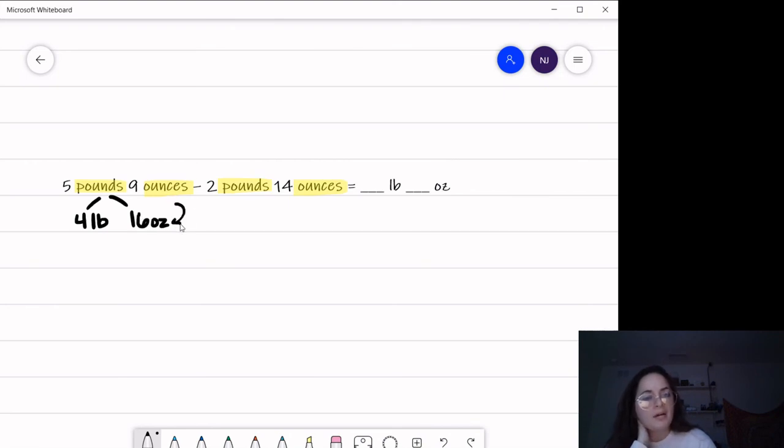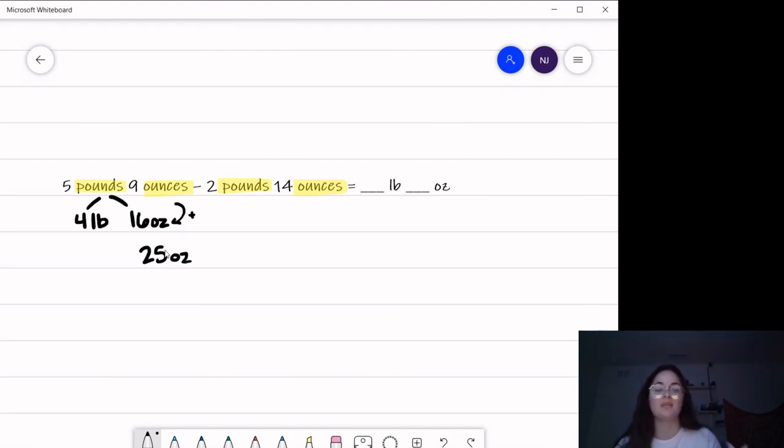And I'm going to add on the 9 ounces I already had just to make sure all my ounces are accounted for. So 9 ounces plus 16 ounces is going to give me 27 ounces. Sorry, actually 25 ounces. Thought about that for a second. So I added on my 9 ounces plus my 16, and that gave me 25 ounces.